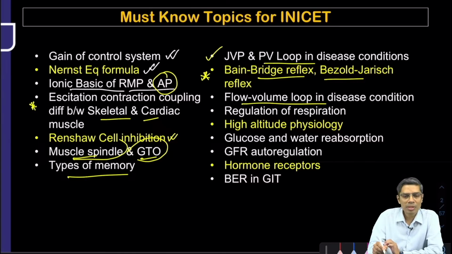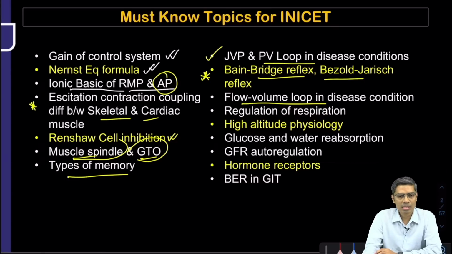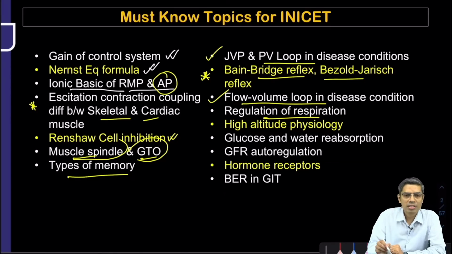Then the flow volume loop in disease conditions, you know, obstructive and restrictive disease, as well as upper airway obstruction and lower airway obstruction diseases. What will happen to the flow volume loop, that is also important. Regulation of respiration, particularly the pacemaker and the importance of the other centers, right. So that you also have to read from this.